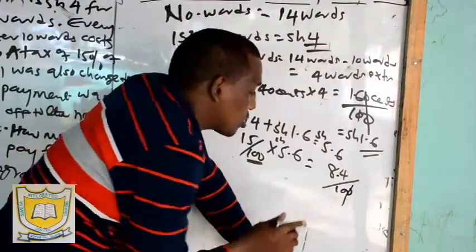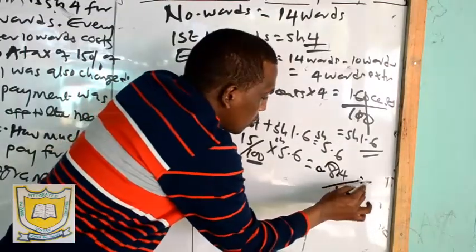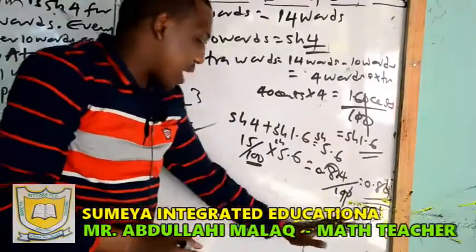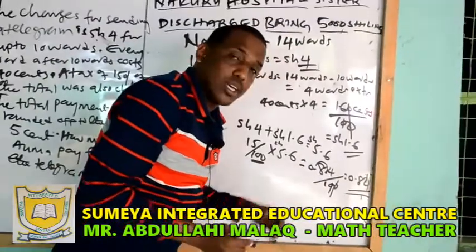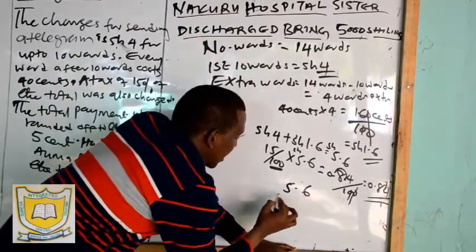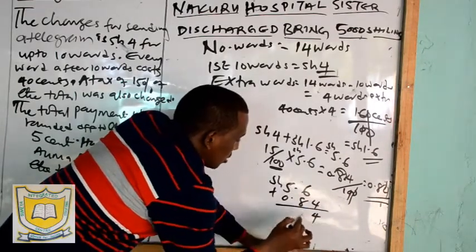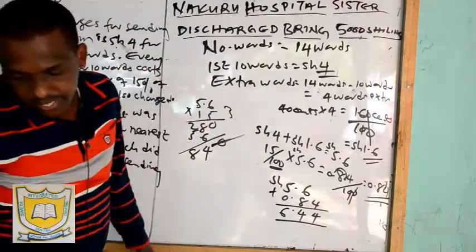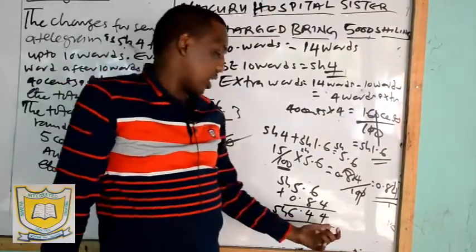We are dealing with decimal points in Telegram. Cancel, it will move 1 step to this side, so it will become 0.84. But that is not the answer. What you do now, you add, because of the amount that you have taxed. So we say 5.6 plus 0.84. Here is 4, carry 1, 6. So you will get 6 shillings, 6.44. That is how we do.